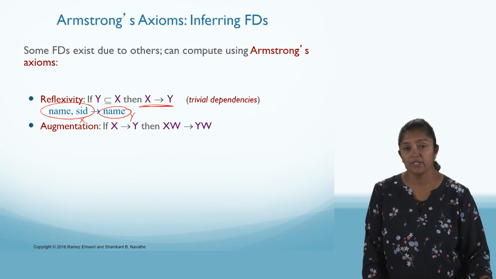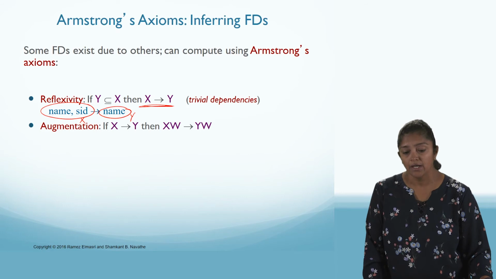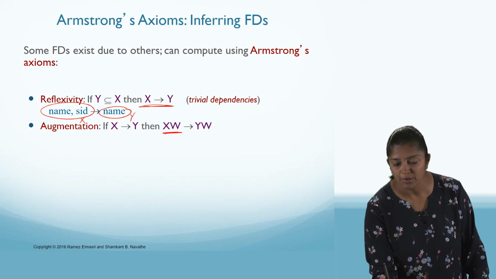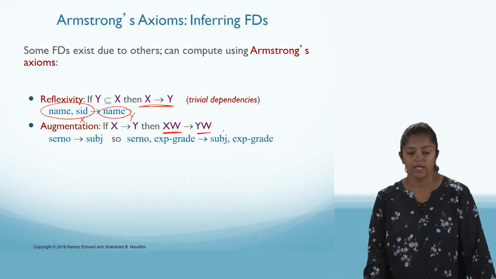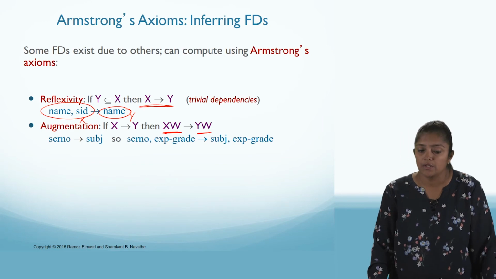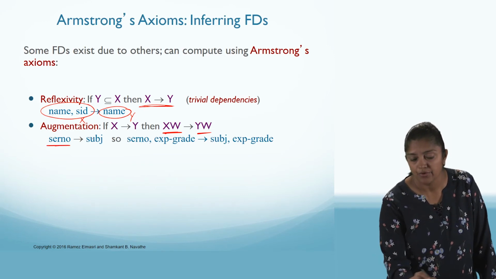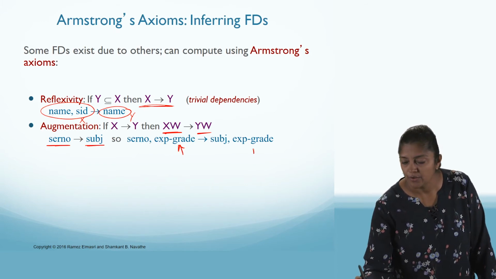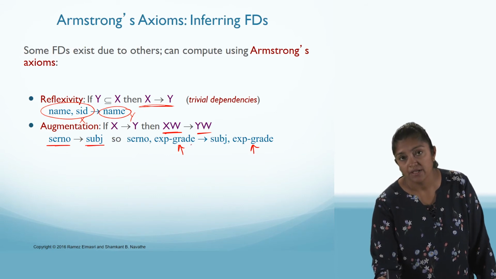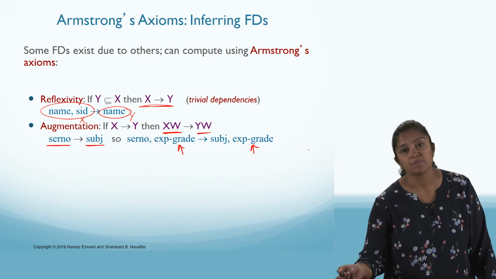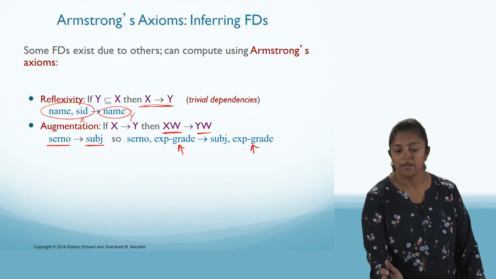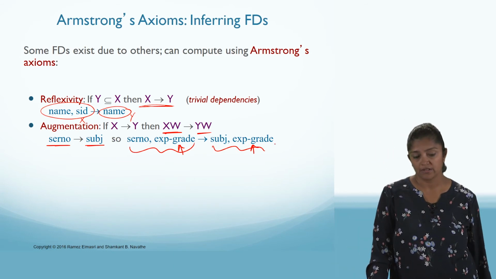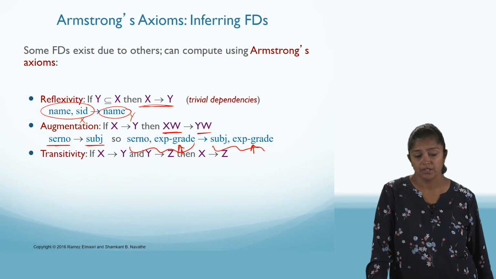The second one is the augmentation axiom, wherein if x determines y, then we can add an attribute to both sides. Xw determines yw. So that's the augmentation rule. So say we have a serial number of a course determining the subject, and we can add expected grade to both sides. A serial number and expected grade together determine the subject and expected grade. So if two tuples agree on serial number and expected grade, then they also will have to agree on the values of subject and expected grade. So that's the augmentation axiom.